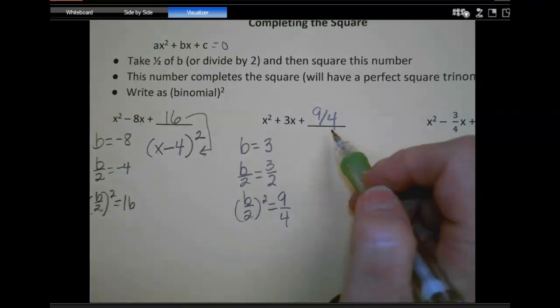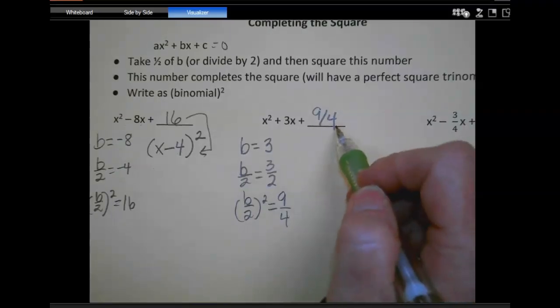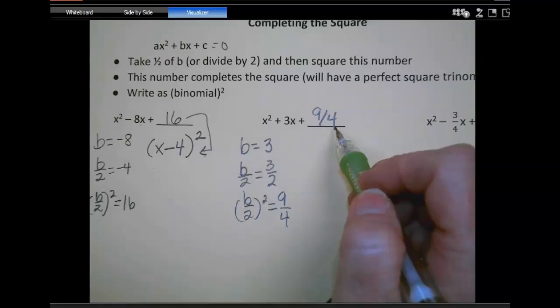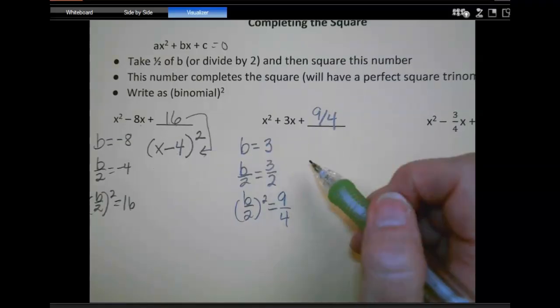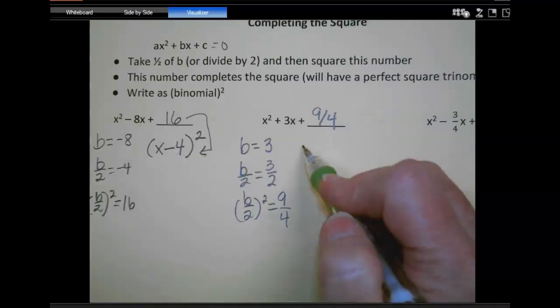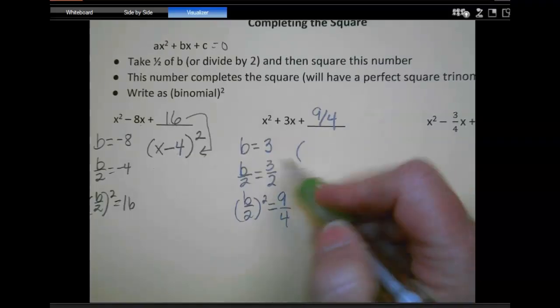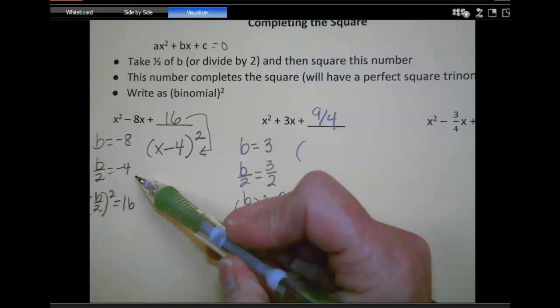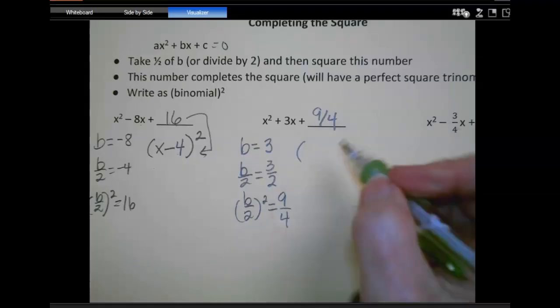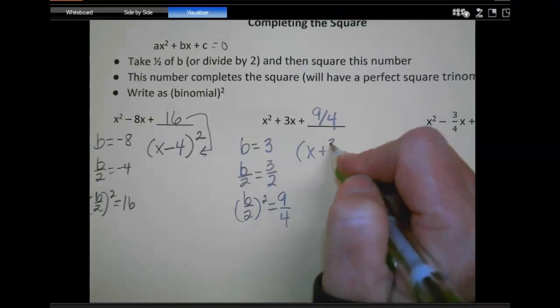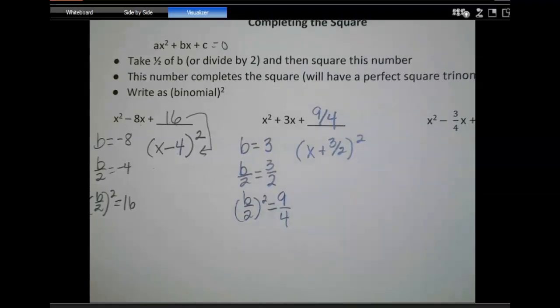Now I want to write this as a perfect square. So what number am I going to use? None of you know? What did I use over here? I used the -4, which is my b over 2. So what's my b over 2 here? 3 over 2 squared.